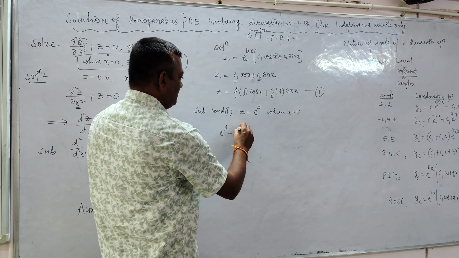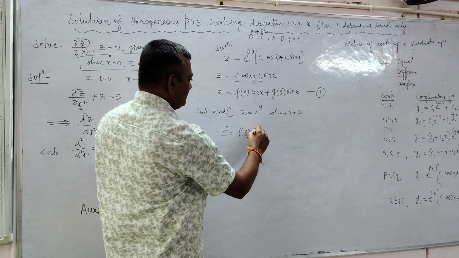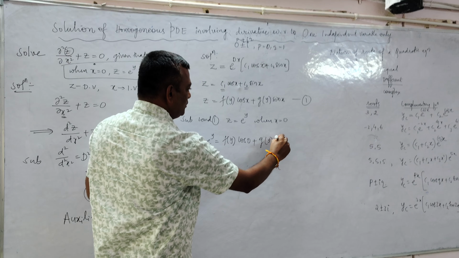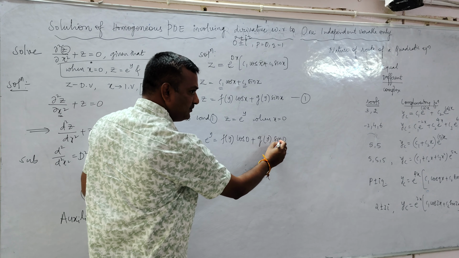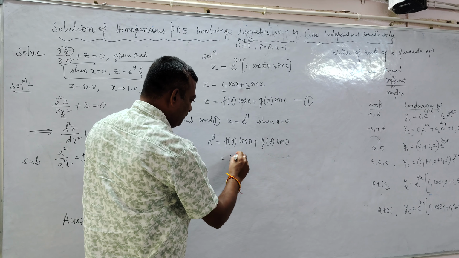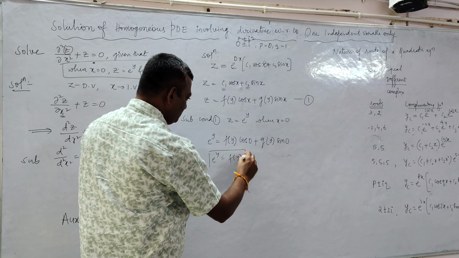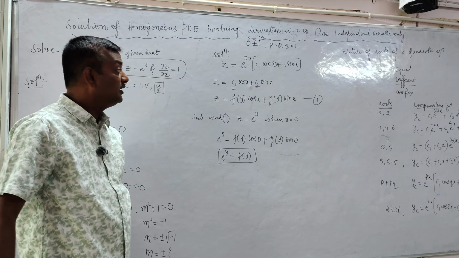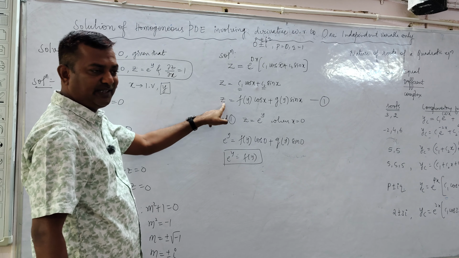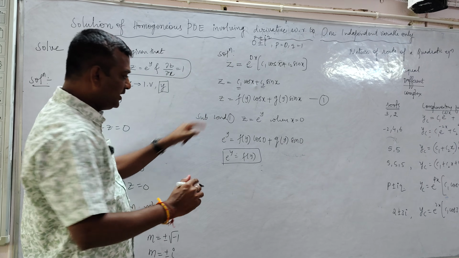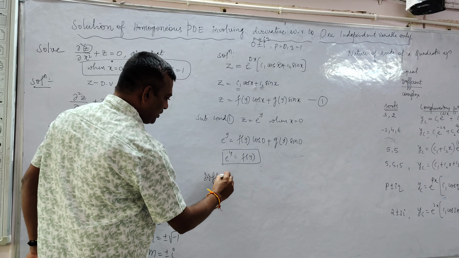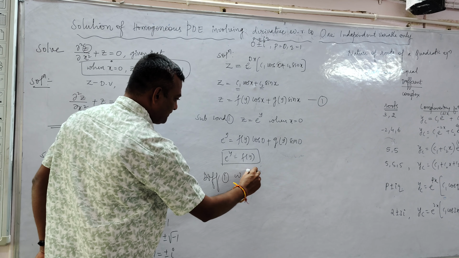Substitute on the right side: f of y into cos 0, g of y into sin 0. Sin 0 is 0. Cos 0 is 1. You will get only f of y. F of y is e raised to y. Now, to use dou z by dou x equal to 1, you need to differentiate this equation number 1 with respect to x.